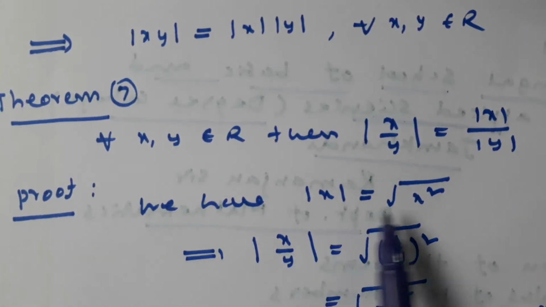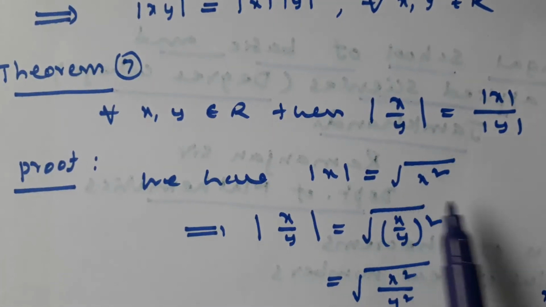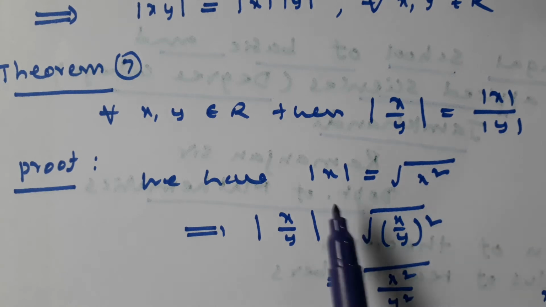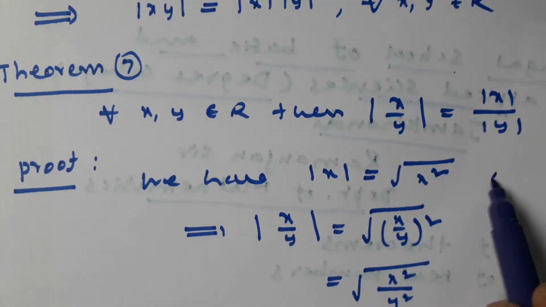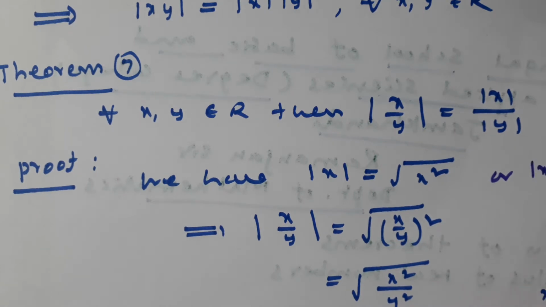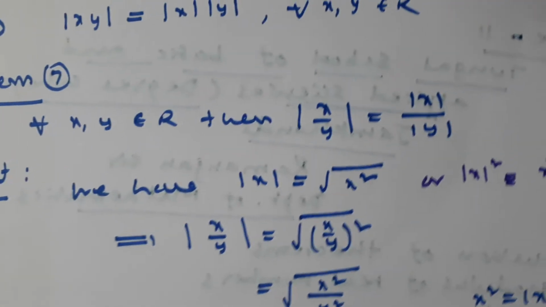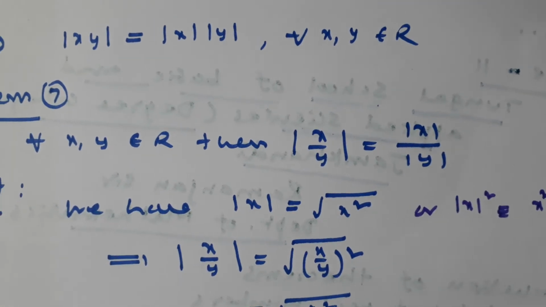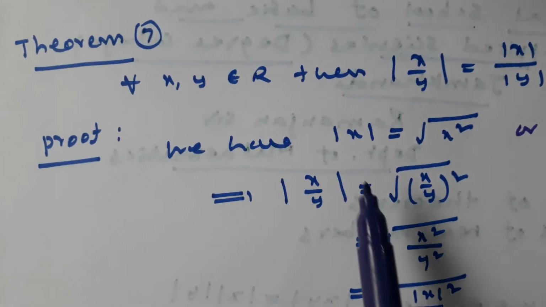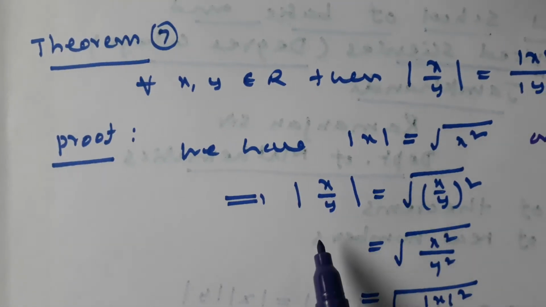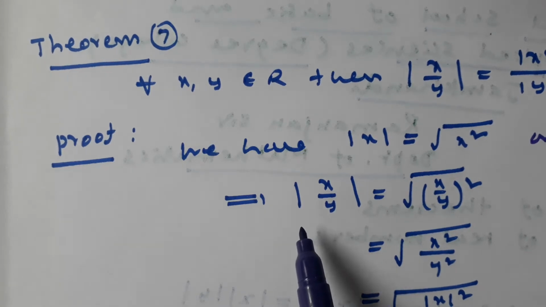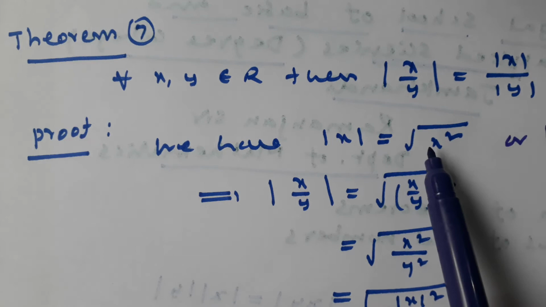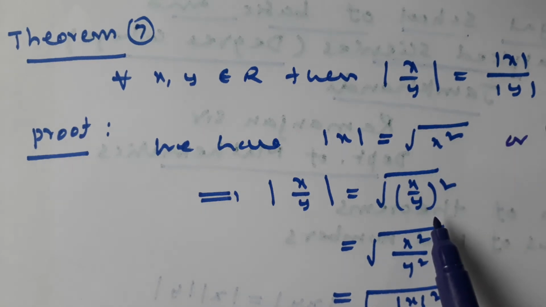We have mod x whole square is equal to x square, otherwise mod x is equal to root of x square. So x place is now x by y. So mod x by y is equal to root of x by y whole square, which is equal to root of x square by y square.